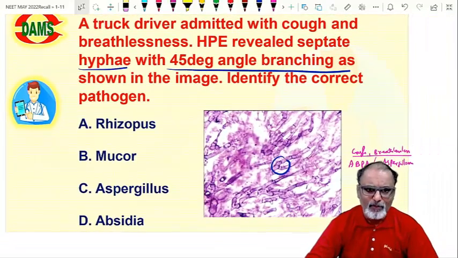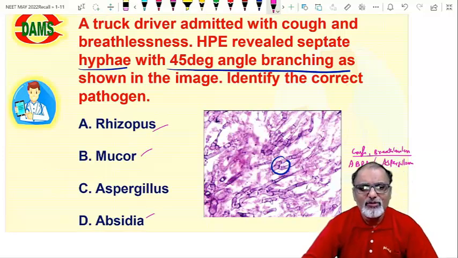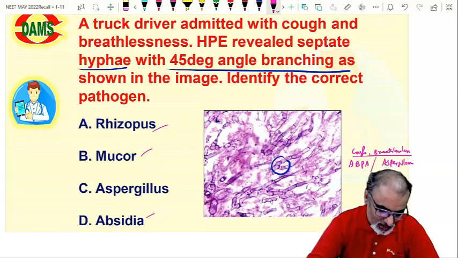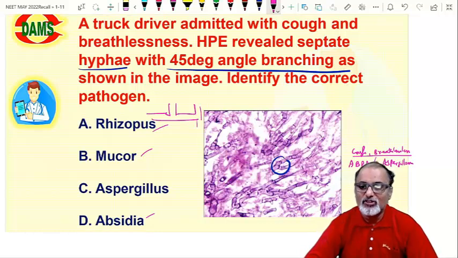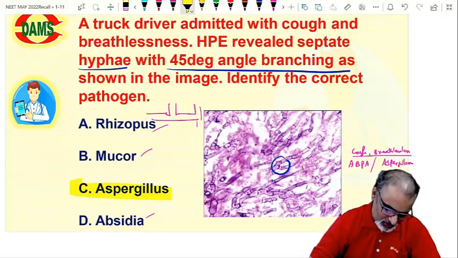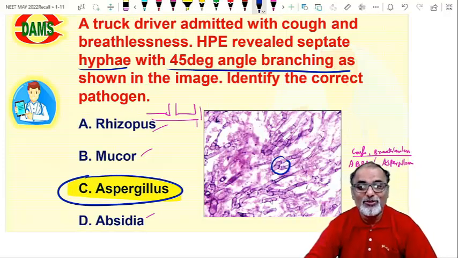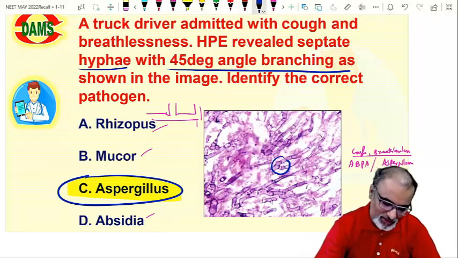Direct question. The other choices, Rhizopus, Mucor, Absidia, come under Mucorales, zygomycetes. They are all aseptate or non-septate hyphae with 90-degree branching. Some of them have rhizoid-like structures, so you can easily make it out. Answer is Aspergillus. It's a very direct question, a 100% scoring question. I used to tell parasitology and mycology are 100% scoring. And this time, a lot of questions came from mycology. We'll see.